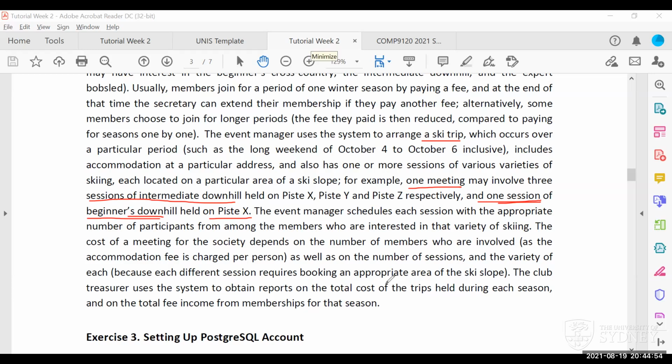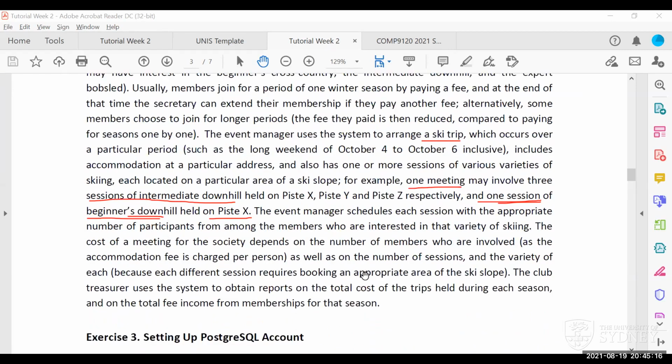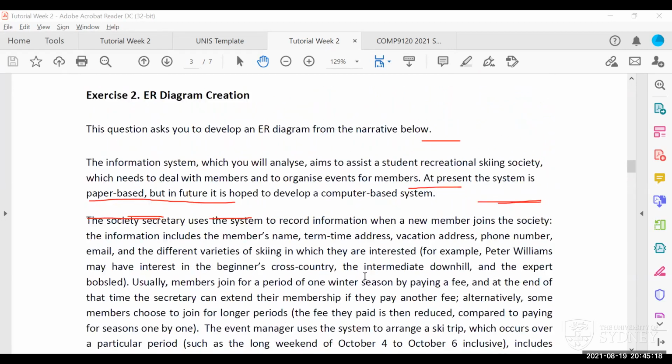Okay, so Bo is asking, is information an entity? Okay, let's have a look into that later. So let's finish our reading. Okay, the club treasurer uses the system to obtain reports on the total cost of the trips held during its season, and the total fee income from membership for that season. Okay, so it's a bit of a long read, yeah.